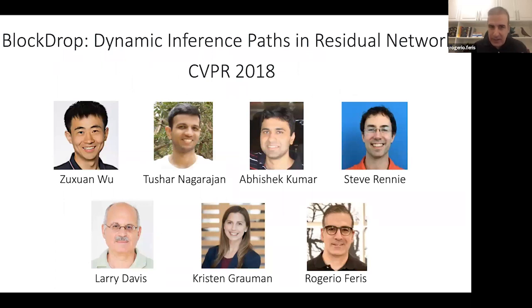So we investigated this problem in a paper that we published a few years ago at CVPR called BlockDrop: Dynamic Inference Paths in Residual Networks. The idea of this work is basically to design a model, which we call a policy network, that takes an input image and predicts which layers or blocks of layers of a residual network you should execute and which layers you could drop in order to maximize this accuracy-efficiency trade-off. This is a collaboration with Zuxuan Wu, Tushar Nagarajan, Abhishek Kumar, Steve Rennie, Larry Davis, and Kristen Grauman.